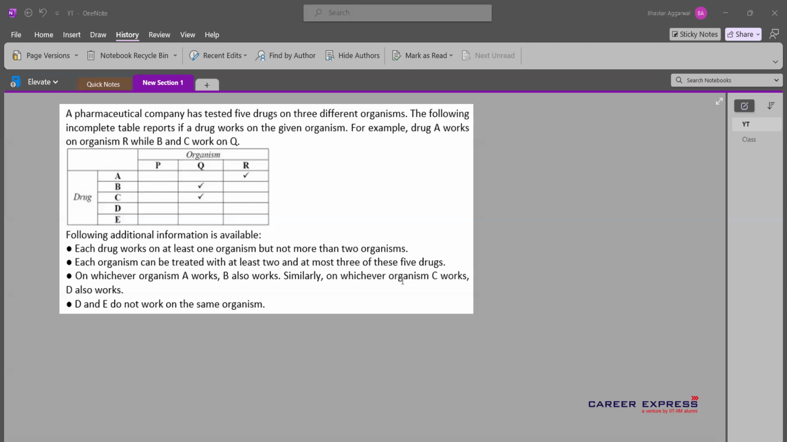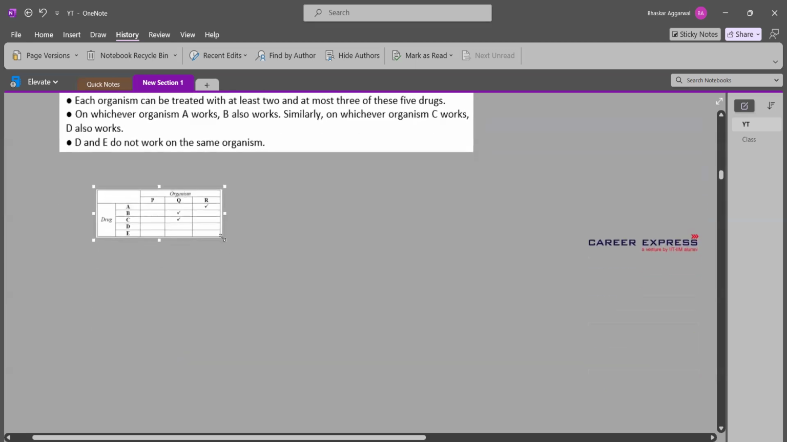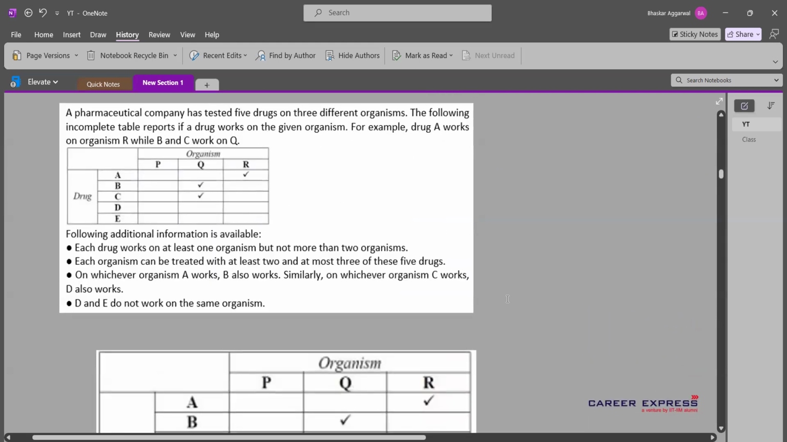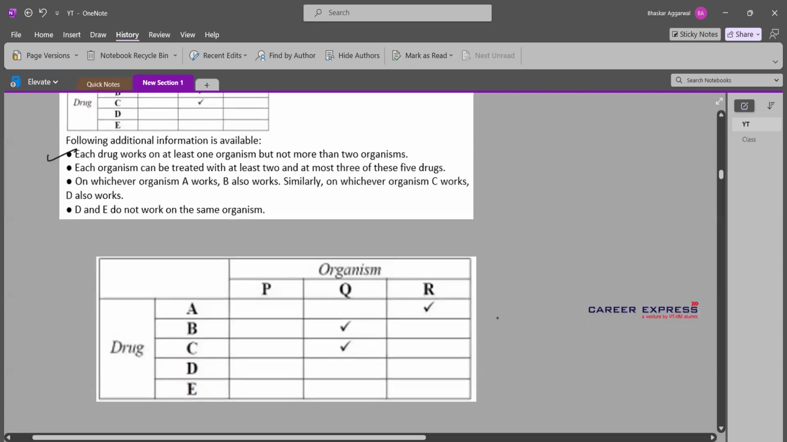So if I draw the table here, the first point says each drug works on at least one organism, but not more than 2 organisms. That means in each row, there will be at least one tick and at most 2 ticks, right? So in each row, there will be at least one tick because each drug works at least on one organism. So because drug A has already worked on R, it will not work on both P and Q.